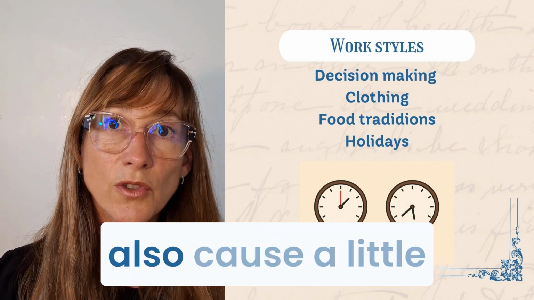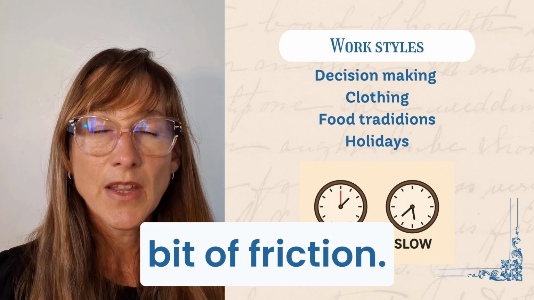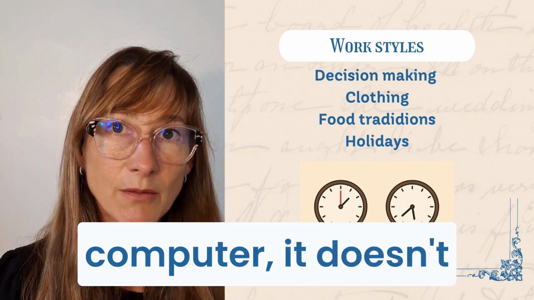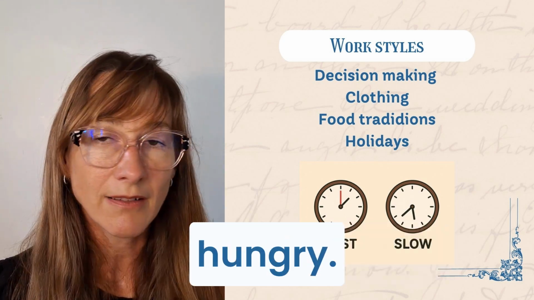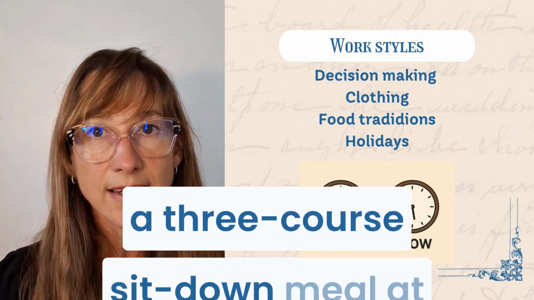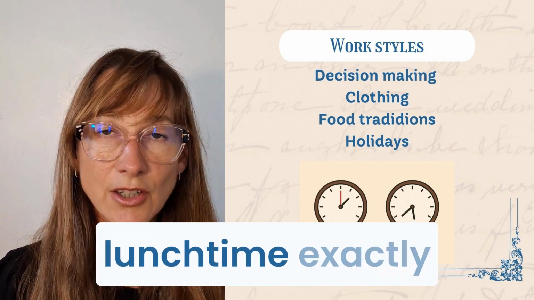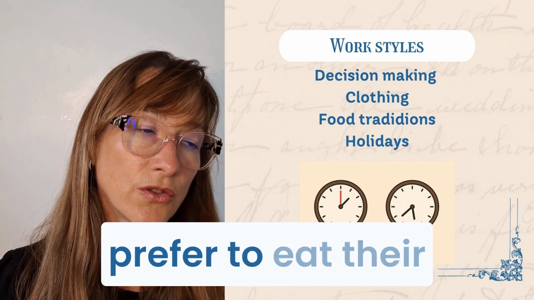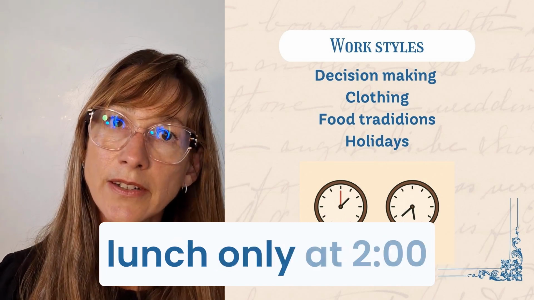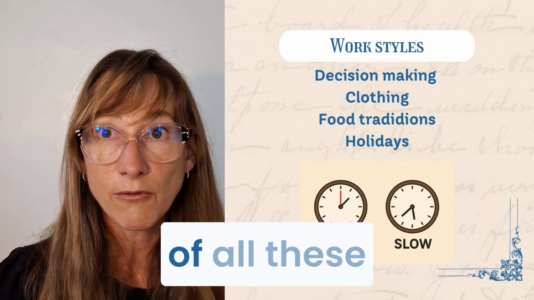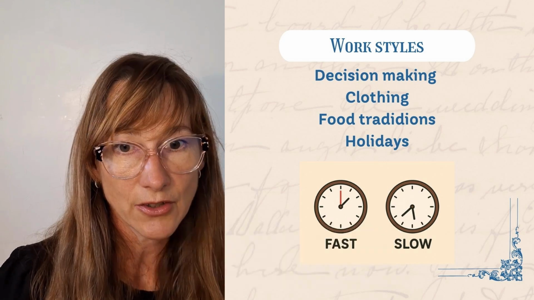Food traditions can also cause a little bit of friction. For example, I might prefer eating my sandwich in front of my computer. It doesn't matter which hour, whenever I'm hungry. Whereas someone else might prefer to have a 3-course sit-down meal at the table at lunchtime, exactly at 12 o'clock. Someone else might prefer to eat their lunch only at 2 o'clock and then only take 10 minutes. So just be aware of all these differences around lunch.